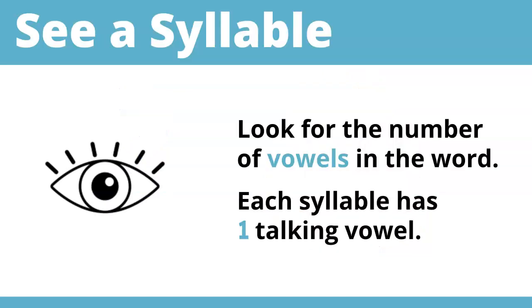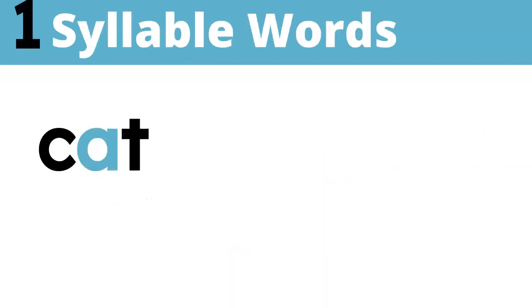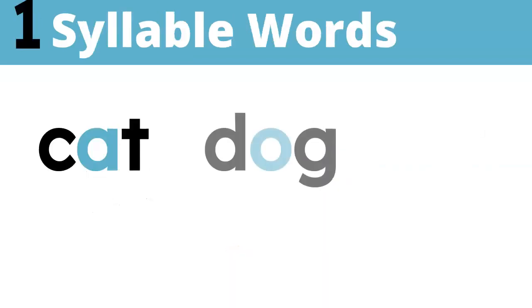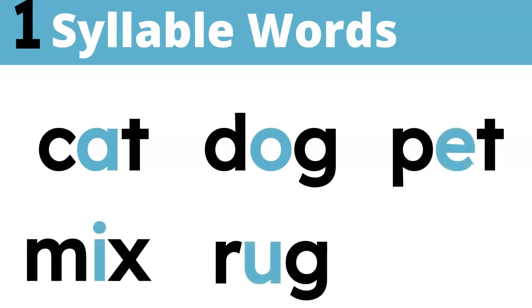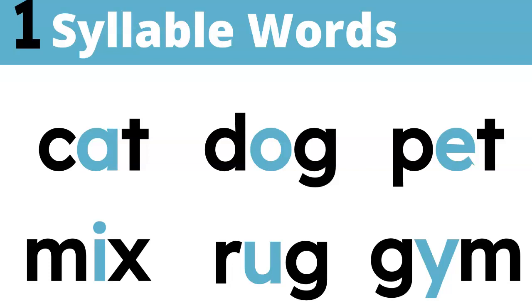The third way to identify a syllable is to see the syllable. Since you know that there's a vowel in each syllable, look for the number of talking vowels that will help you identify a syllable. We'll expand on this strategy as we learn more syllable types. For now, 1 vowel means 1 syllable. Here are some 1-syllable words, including cat, dog, pet, mix, rug, and gym. Notice that every vowel can be used in a syllable.